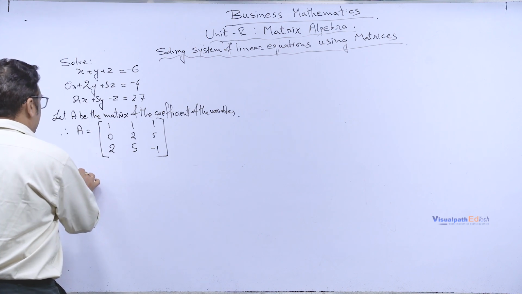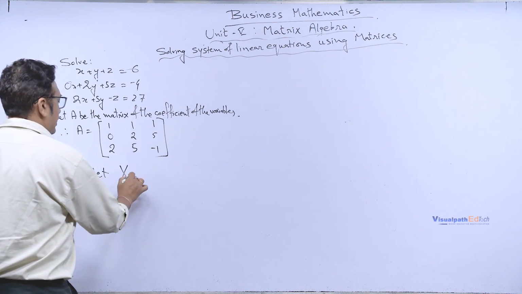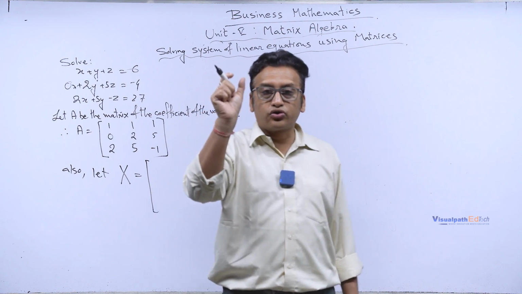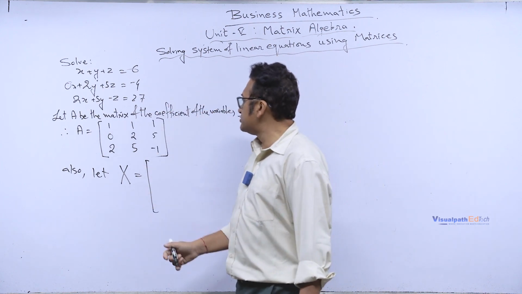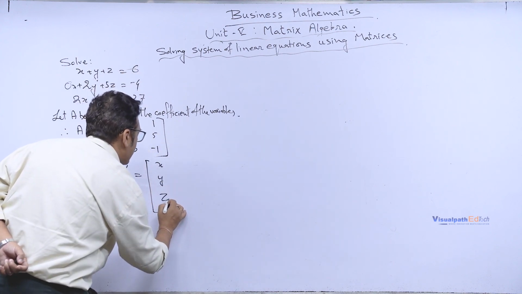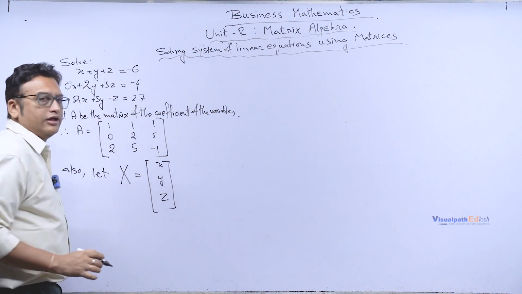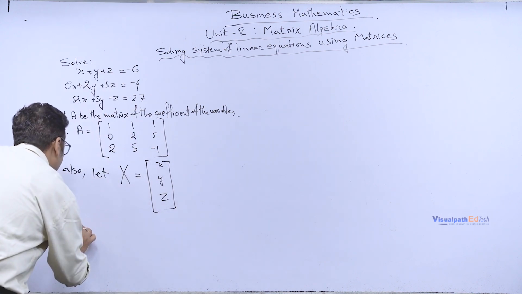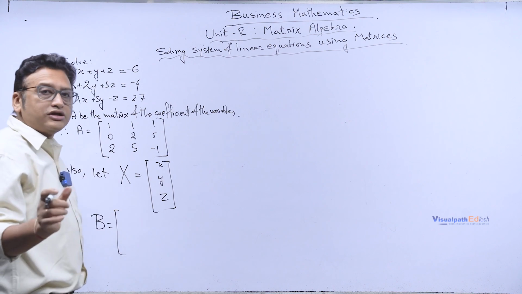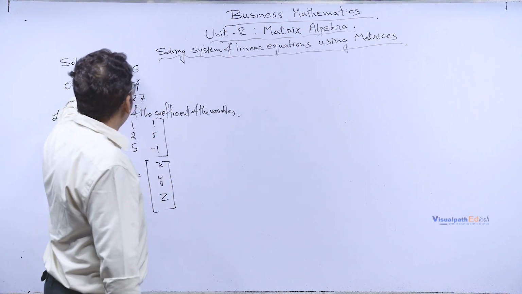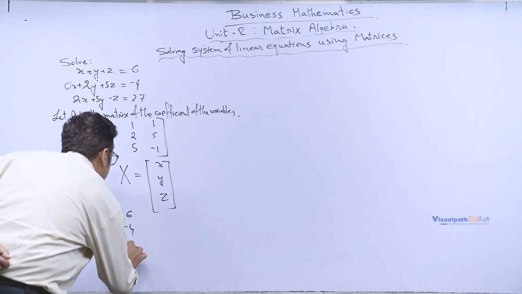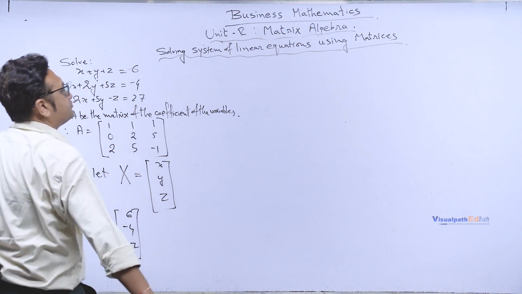Then also let capital X be a column matrix with the variables. There are x, y, z variables, so we are going to write x, y, and z. And B is equal to, now we'll define another matrix which is called B, and B will be the matrix of the constants, which is 6, minus 4, 27.